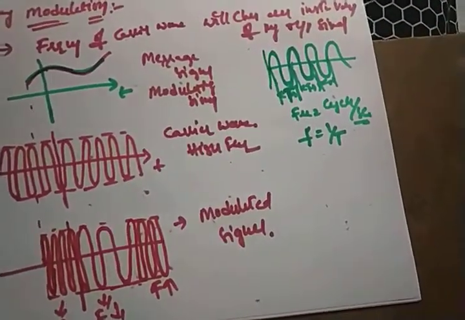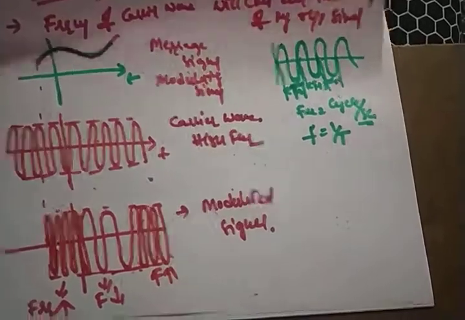Right, now we'll go for phase modulation. Each and every continuous wave has some amplitude, phase and frequency. That's why modulation has three types: amplitude modulation, phase modulation and frequency modulation. Now we'll discuss phase modulation.